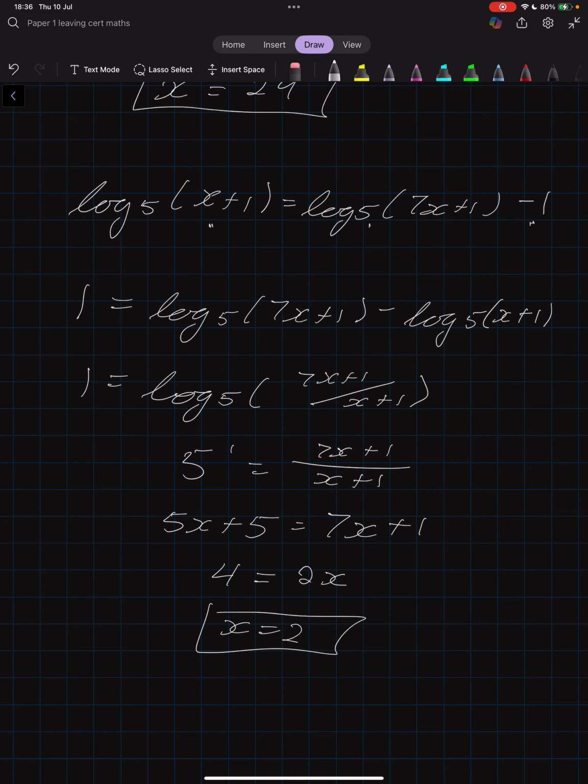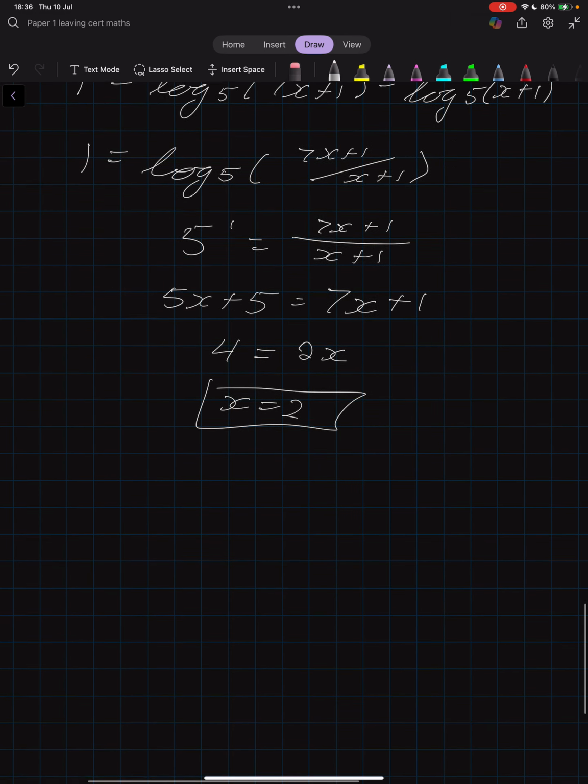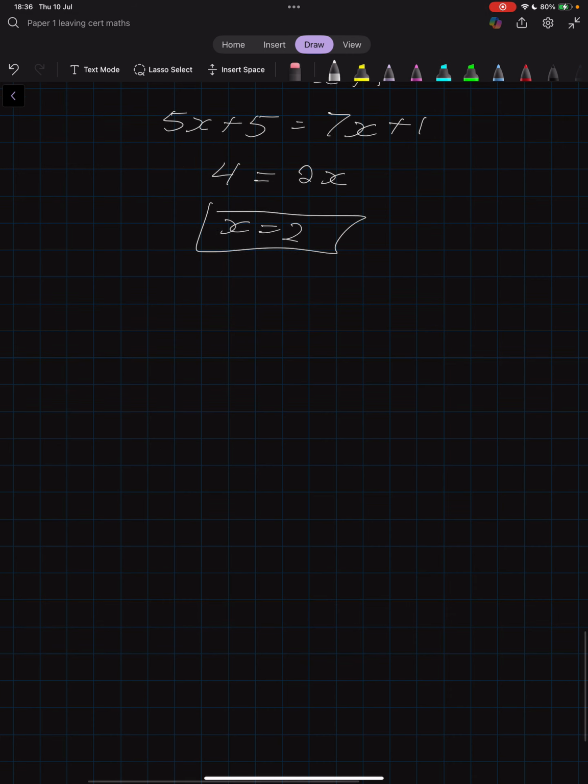Okay. Now I'm going to do one more and then I'll leave it there for this section, or is there more? Yeah, this is the last part. Okay.